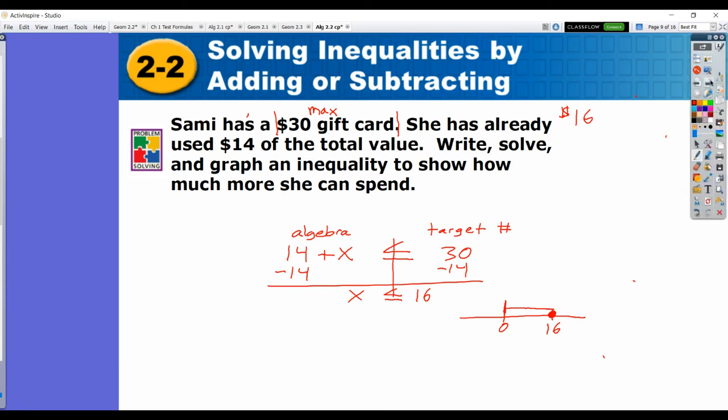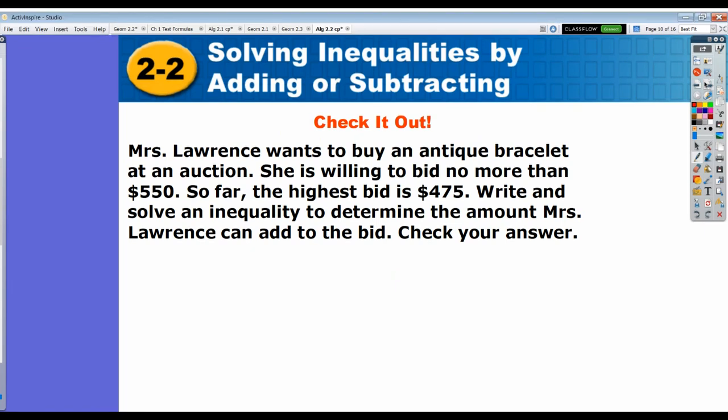Try this one on your own. See what you guys come up with, and then we'll take a look at our answer in a few minutes.